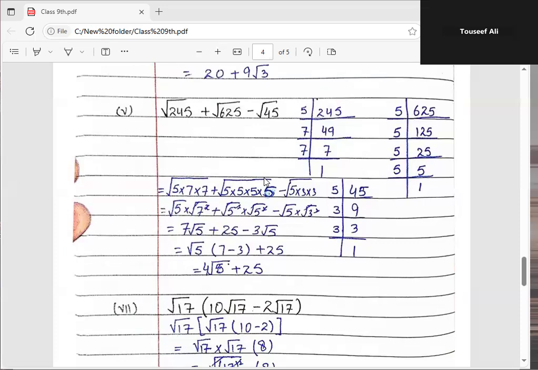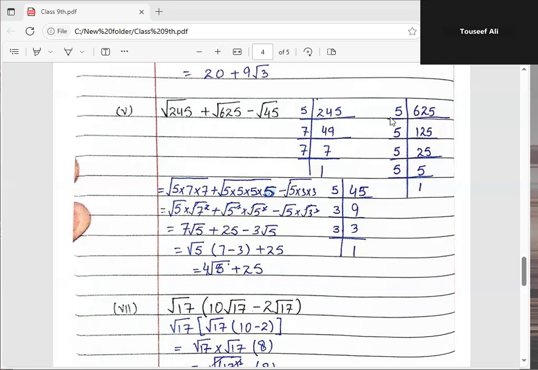In bit number 5, we have three terms, and all these three terms are not in simplified form. So first we will simplify all these terms and then combine them. Here 245, for simplification, we have to prime factorize all these terms. The prime factorization of 245 is: 5 times 49, and 49 is 7 times 7. This means the prime factorization of 245 is 5 multiplied by 7 multiplied by 7.